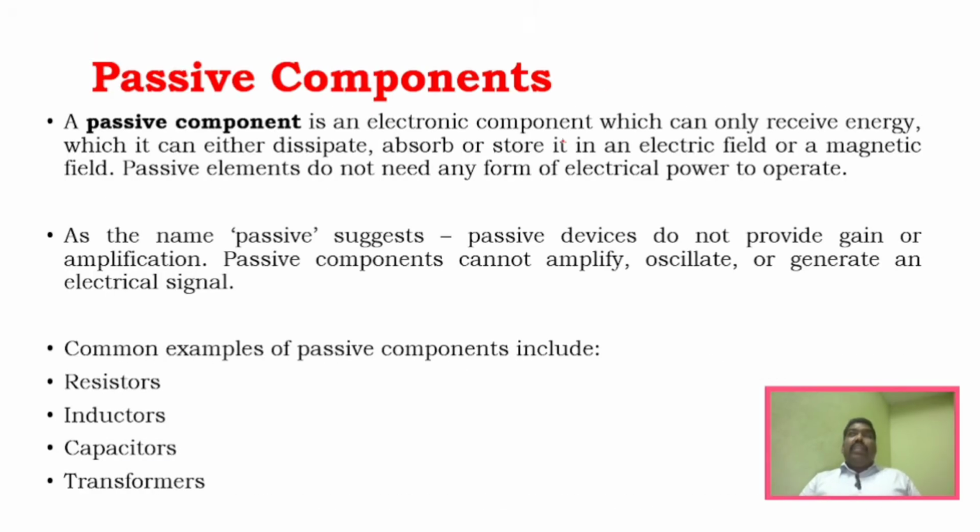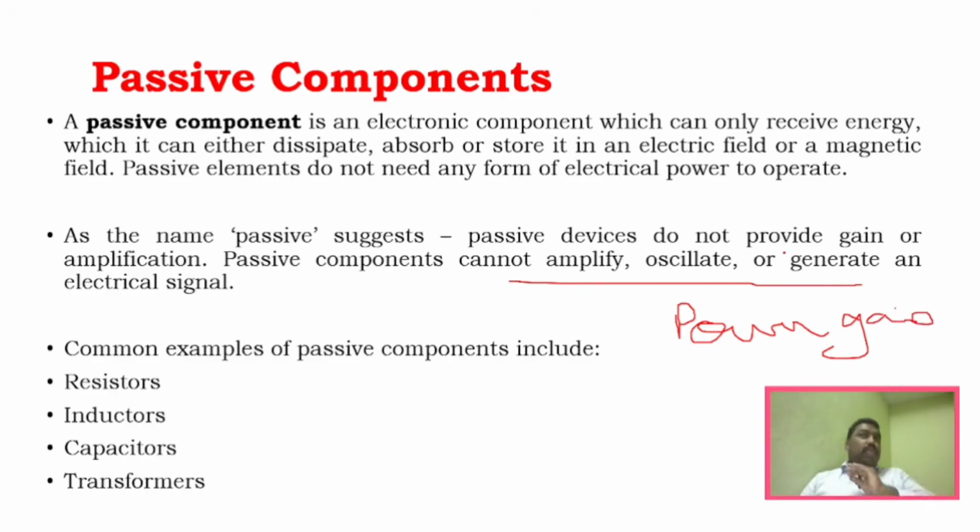Whereas a passive component will only receive the energy. It will either absorb, dissipate, or store the energy. Storing can be in the form of an electrical field or a magnetic field, right? And when we say passive, they do not provide any gain, and passive components cannot amplify, oscillate, or generate an electrical signal, right? You can also say in another form, any active component will provide power gain to the circuit or a component. There will be a power gain in an active component, whereas there will not be any power gain in passive components, right? And when we say passive components, it's about resistors, inductors, capacitors, and transformers, right?